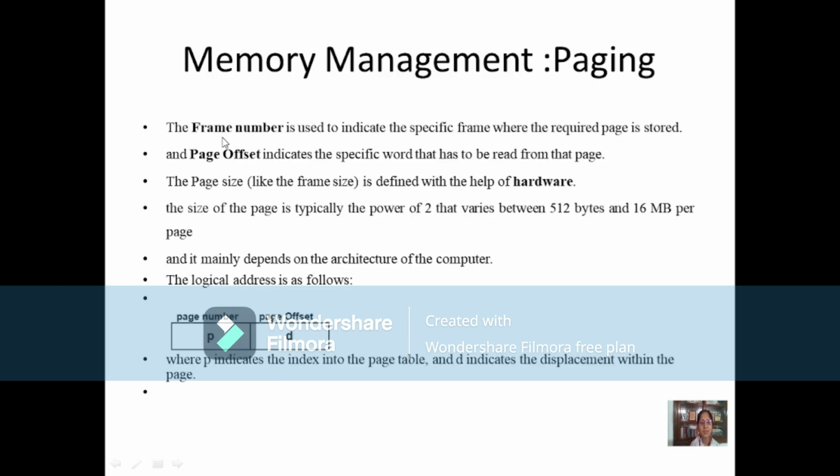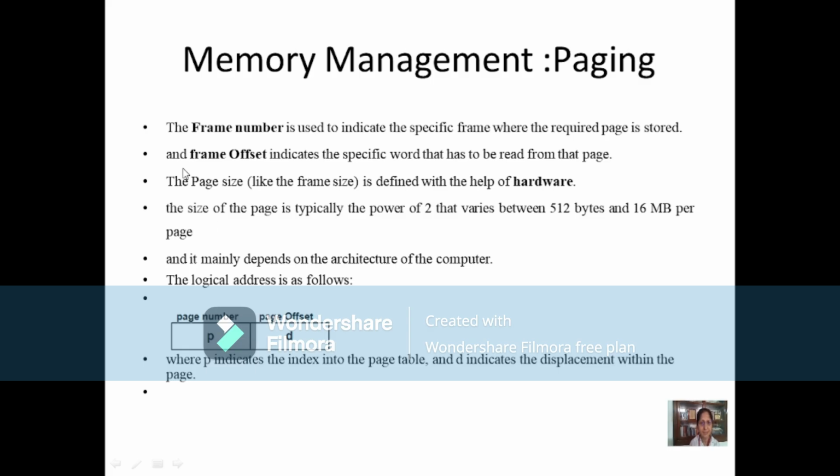Let us see what a frame number is. Frame number is used to indicate the specific frame where the required page is stored, and the frame offset indicates the specific word that has to be read from that page.